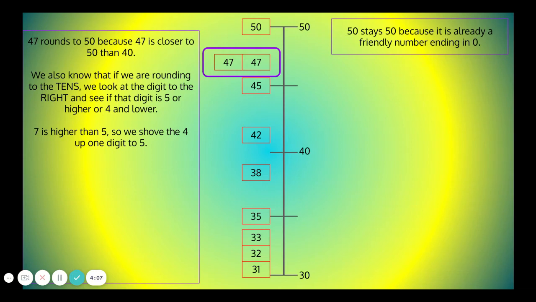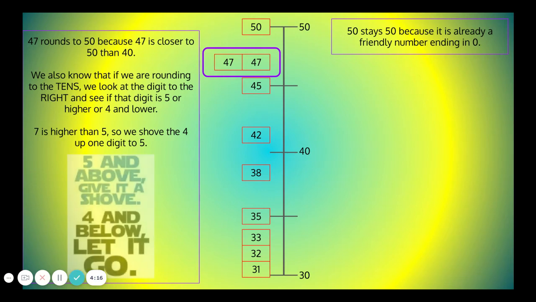47 rounds to 50 because 47 is closer to 50 than 40. We know that because we look at the digit to the right of the tens column, and if it's 5 or higher, we give it a shove. And if it's 4 and below, we let it go. Well, 7 is higher than 5, so we shove the 4 up 1 digit to 5. So 47 is closer to 50, and that's how we round it.